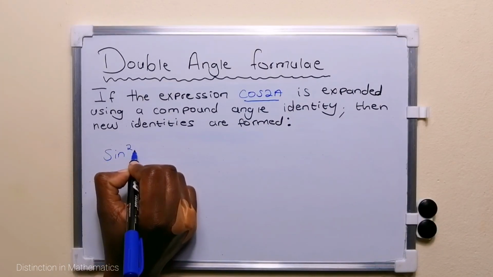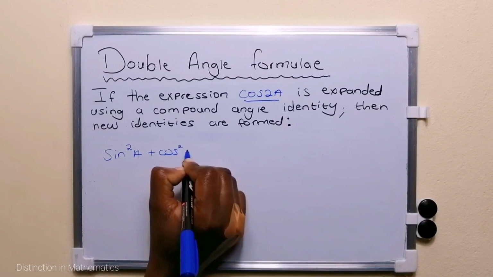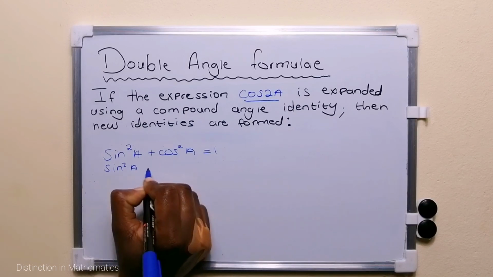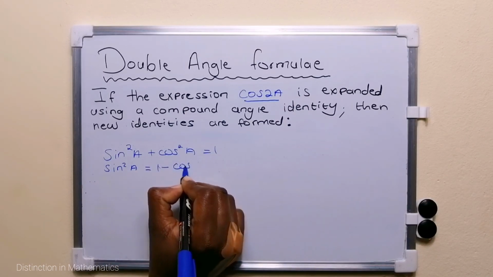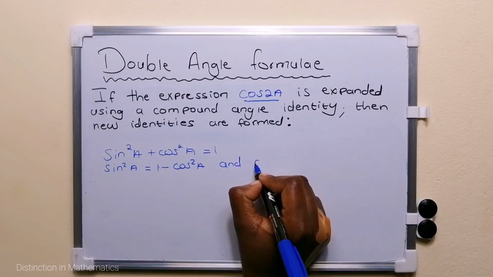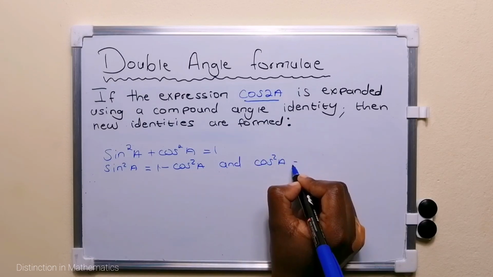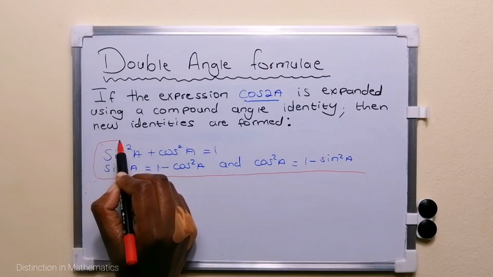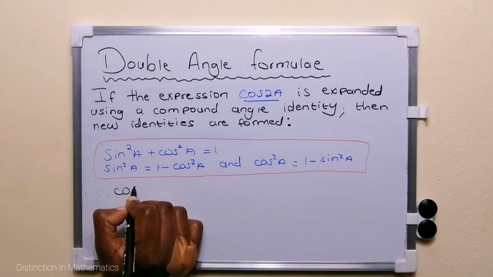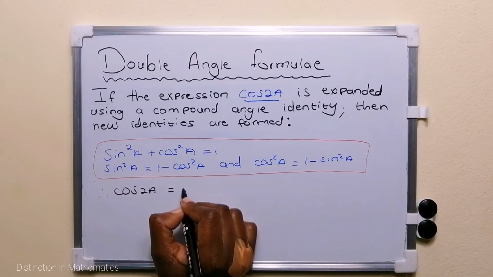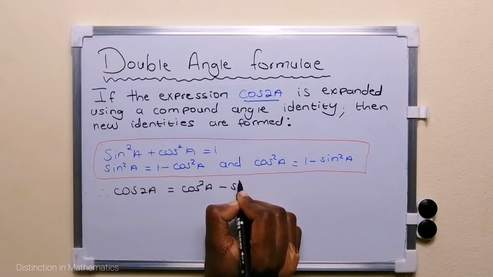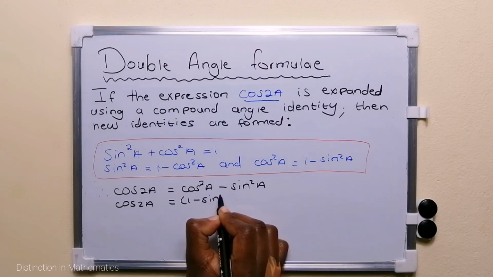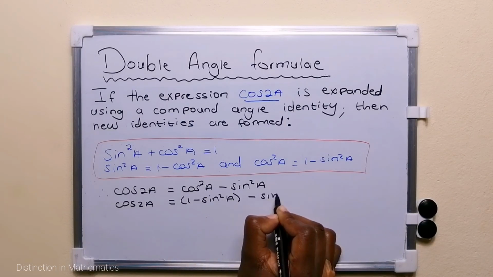Now you remember the identity that sine squared a plus cos squared a is equal to 1. If you make sine squared a the subject of the formula, what's on the other side of the equal sign will be 1 minus cos squared a. So sine squared a can also be written as 1 minus cos squared a. And the same goes for cos squared a. If you make it the subject of the formula, what's on the other side of the equal sign will be 1 minus sine squared a. So we can now substitute cos squared a by 1 minus sine squared a if we want to have our equation without cos, and that will give us 1 minus 2 sine squared a in this equation.